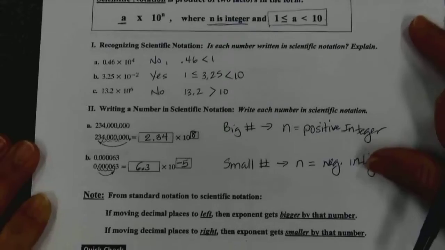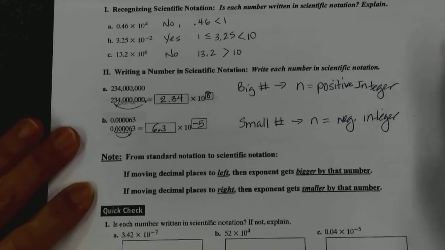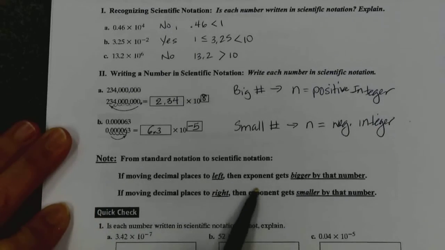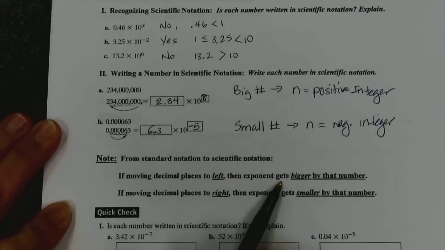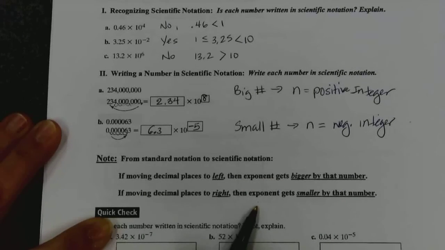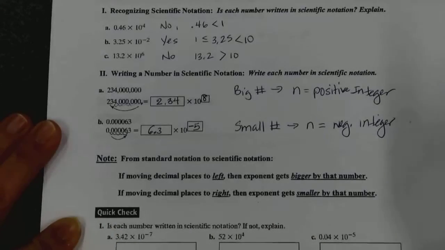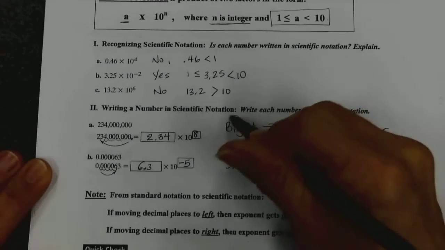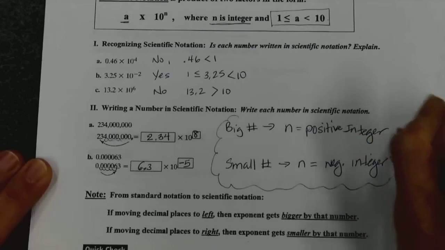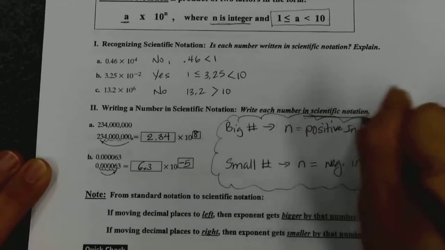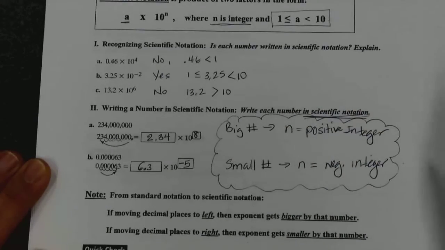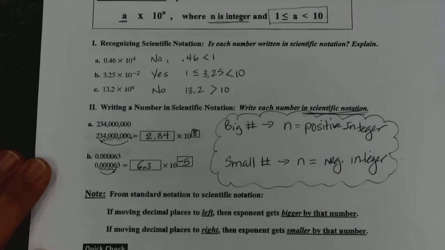Okay, so from standard to scientific notation form, if you're moving the decimal to the left, the exponent gets bigger by that number, and if you're moving it to the right, the exponent gets smaller by that number. So just remember this: if it's a big number and you're rewriting it in scientific notation form, you get positive exponents, and if it's a very small number, you're going to end up with negative exponents.